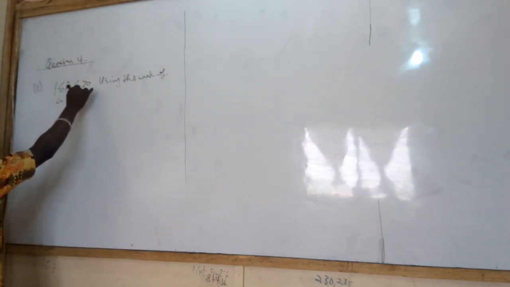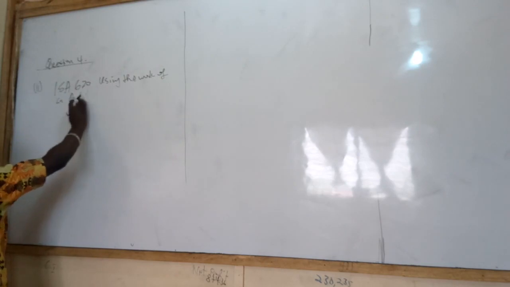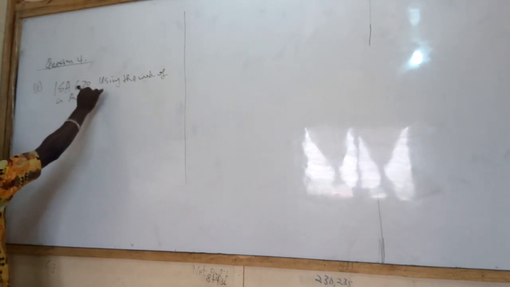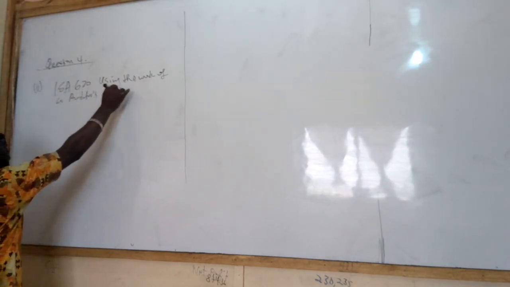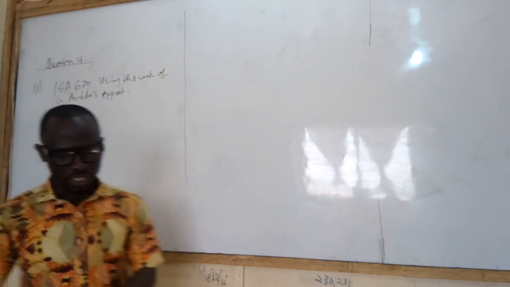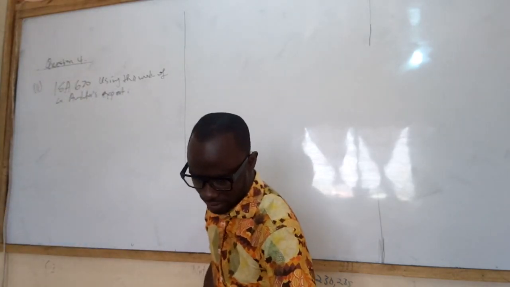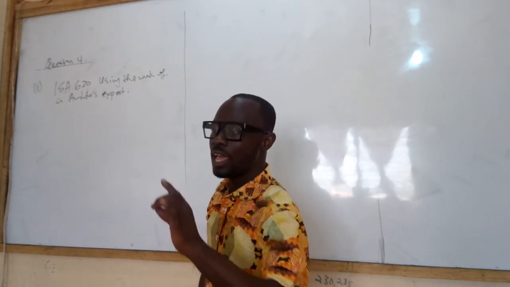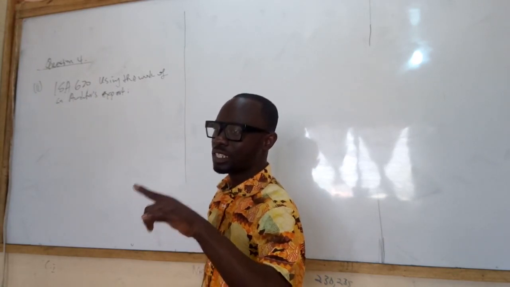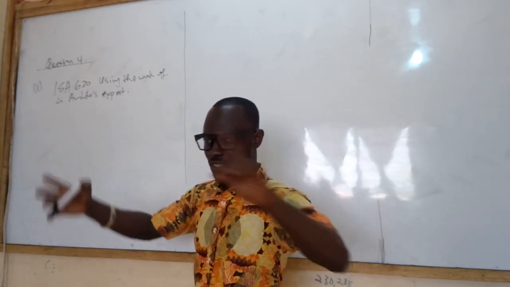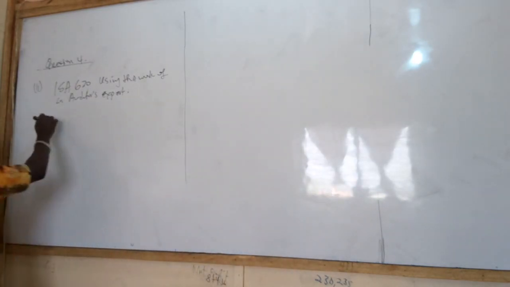Using the work of an auditor's expert. So according to ISA 620, using the work of an auditor's expert, we need to check the what? The experts, a couple of things. So what are some of the things we mentioned?